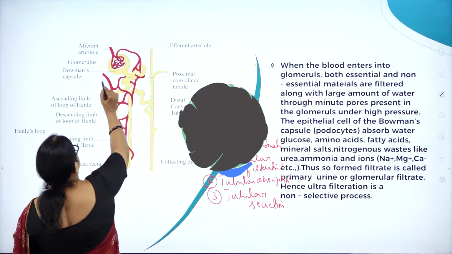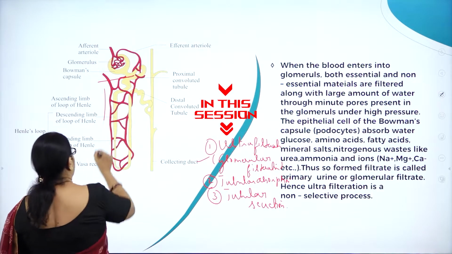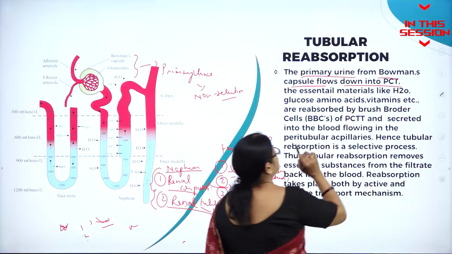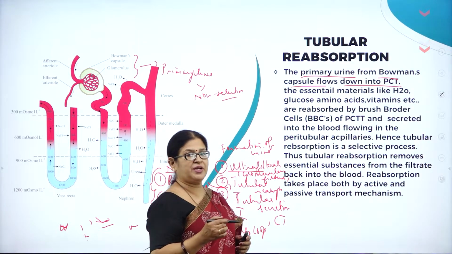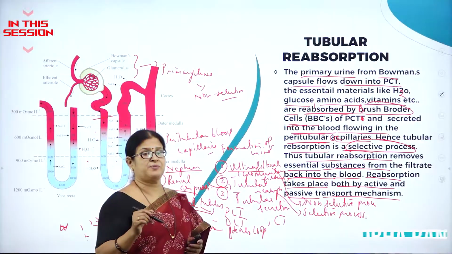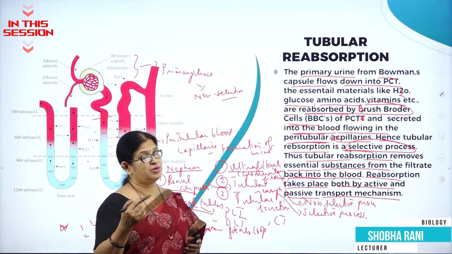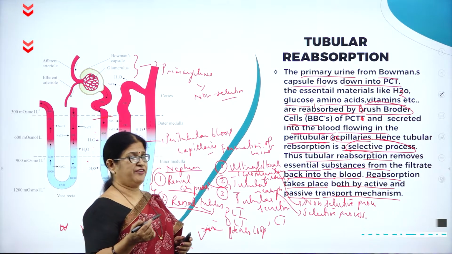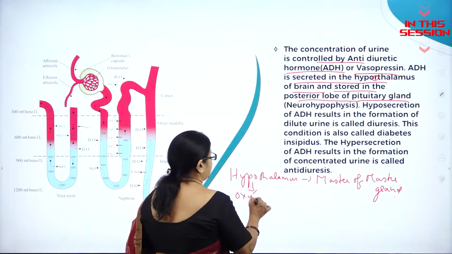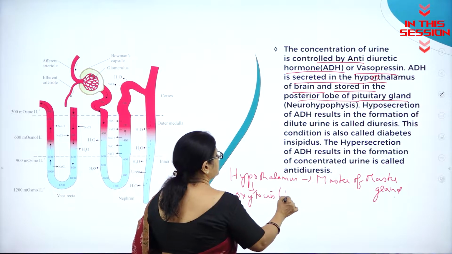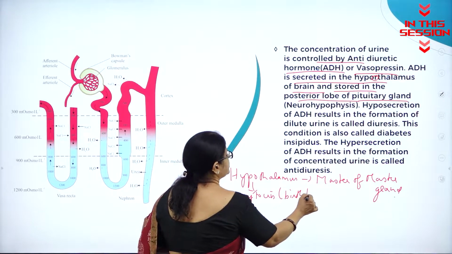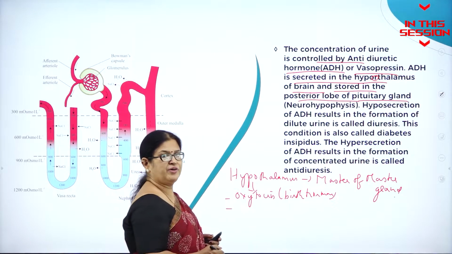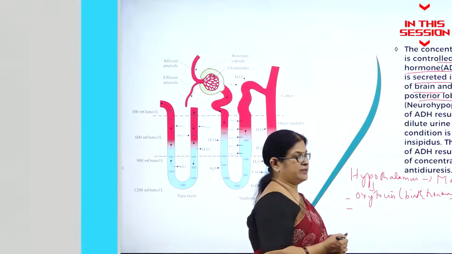Here we can see this particular part, which is called the Malpighian corpuscle, flows down into PCT. PCT means proximal convoluted tubule. Unwanted substances for elimination. It also carries very important nutrients which are very important for body functioning. Called oxytocin, which is also called the birth hormone, which is very important in females during the time of delivery, child birth.